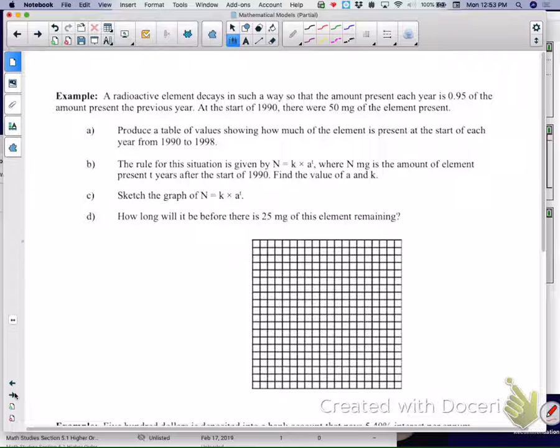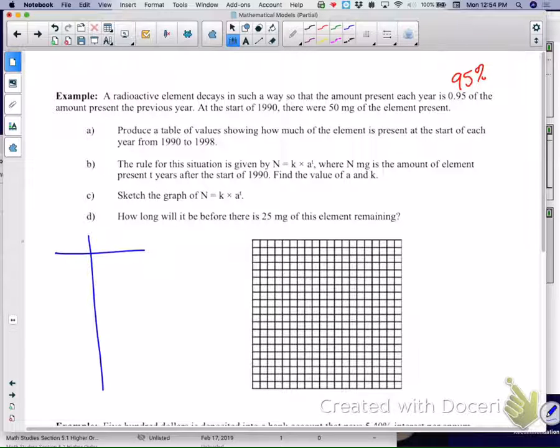So we have a radioactive element that decays in a way such that the present amount each year is 0.95 of the amount present the previous year. So that 0.95, that'd be the same thing as 95%. At the start of 1990, there were 50 milligrams of the element present. Produce a table of values showing how much of the element is present at the start of each year from 1990 to 1998. So they haven't asked me to write an equation yet, but you do need to think about that to figure out how you're going to do this.